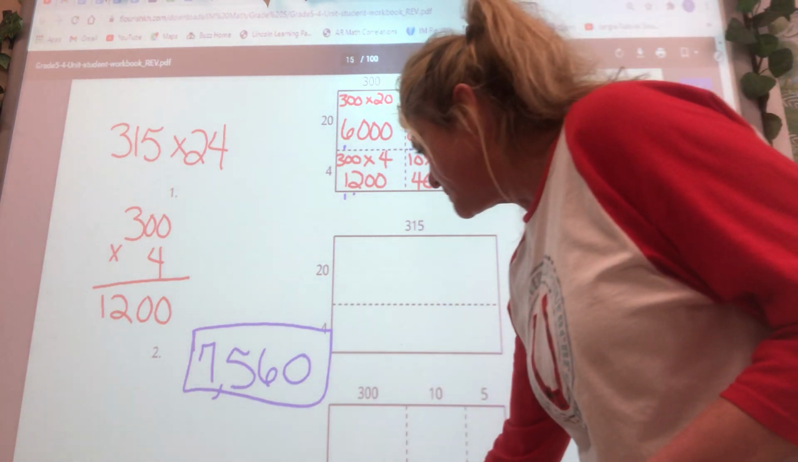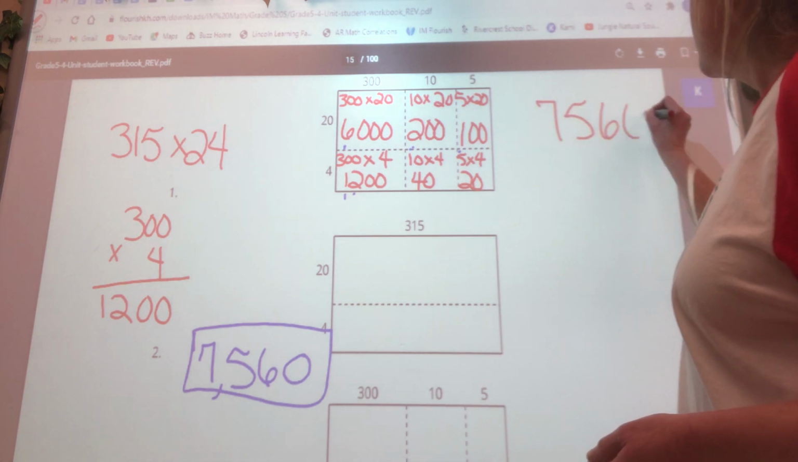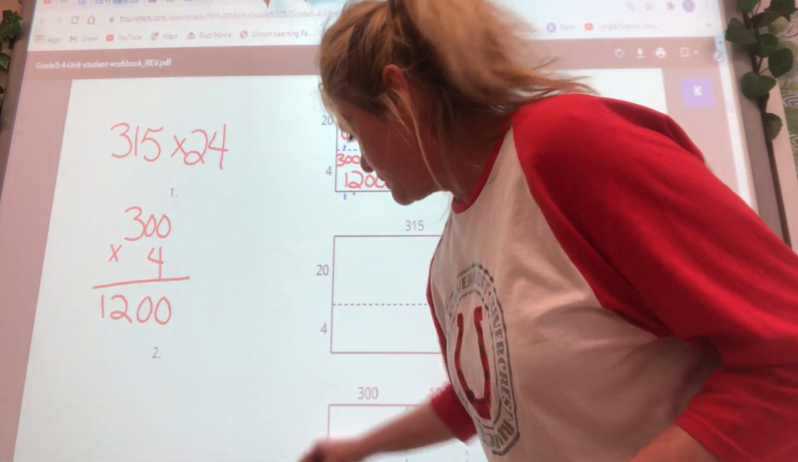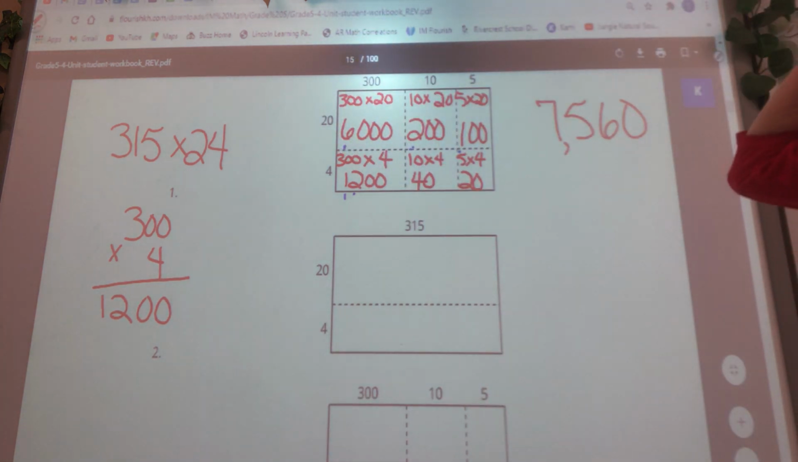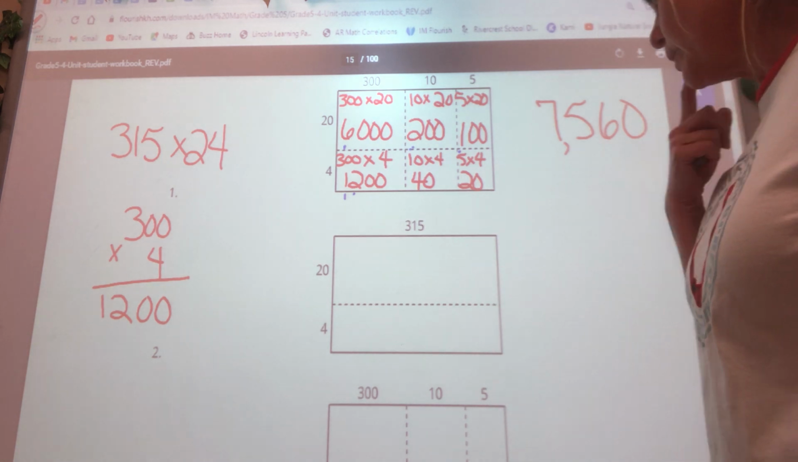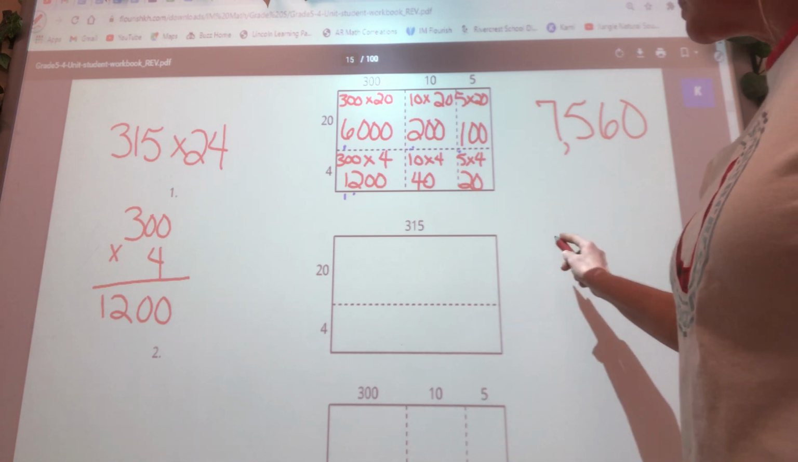Should the answer still be 7,560? Yeah, the answer should still be the same, because all we're changing is how we broke the boxes up. On this one, they didn't do a lot for us, did they? They didn't break that down very much for us. So this one's going to be a little harder to do.